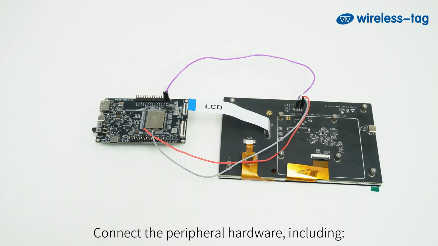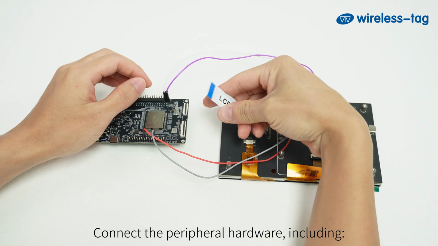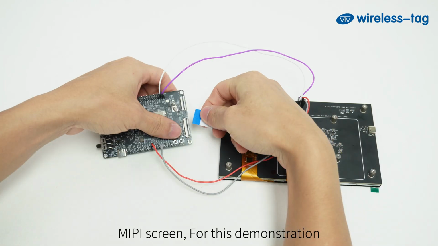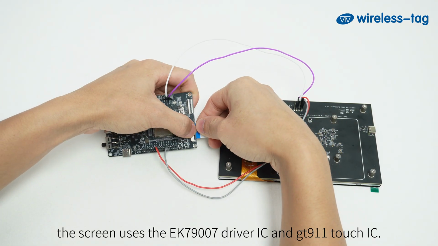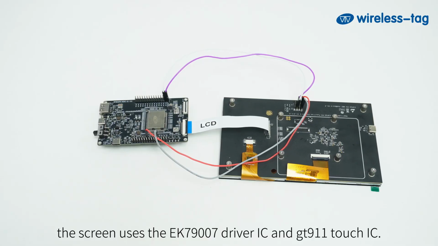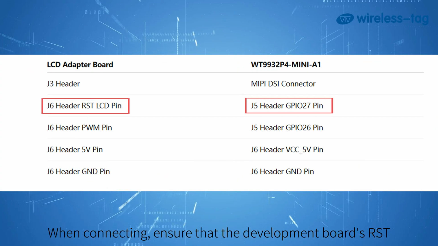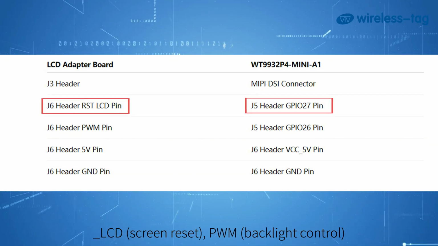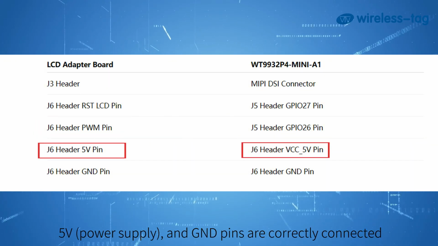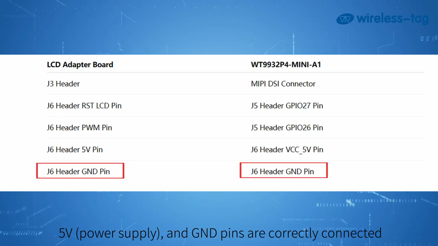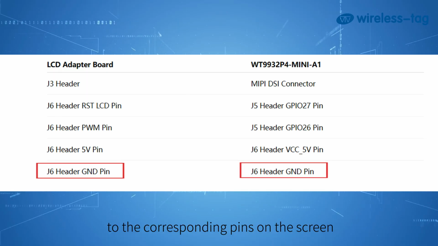2. Hardware connections. Connect the peripheral hardware, including the MIPI screen. For this demonstration, the screen uses the EK79007 driver IC and GT911 touch IC. When connecting, ensure that the development board's SD_LCD screen reset, PWM backlight control, 5V power supply, and GND pins are correctly connected to the corresponding pins on the screen.